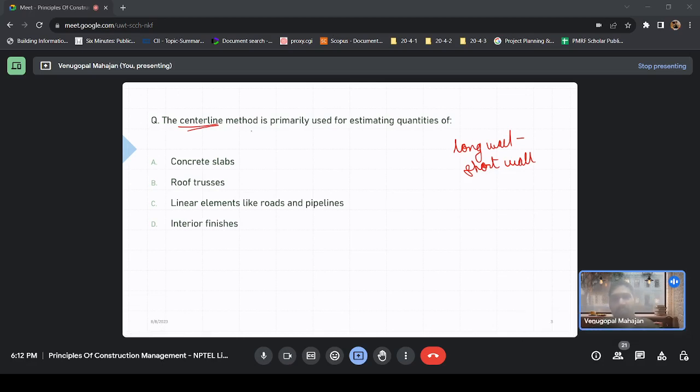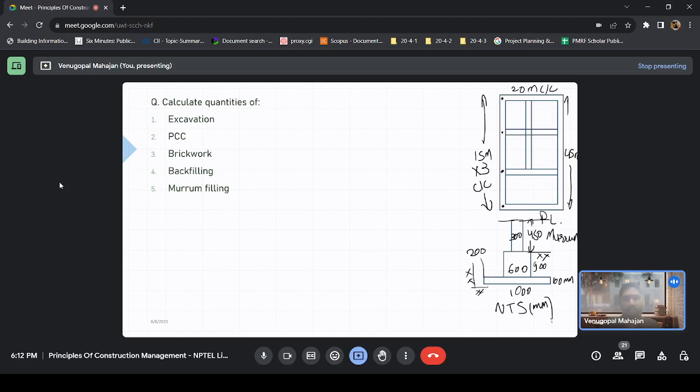The center line method is primarily used for estimating quantities of linear elements, like roads and pipelines, though we will see that we can also use it for other purposes. Okay, so a numerical to start with. Calculate the quantities of excavation, PCC, brickwork, backfilling, and muram filling.